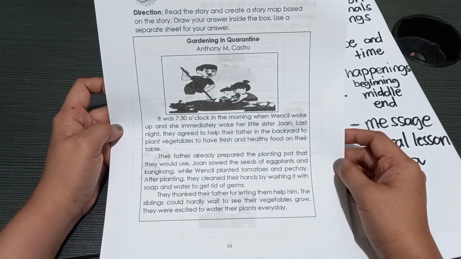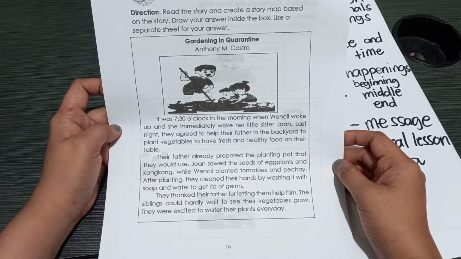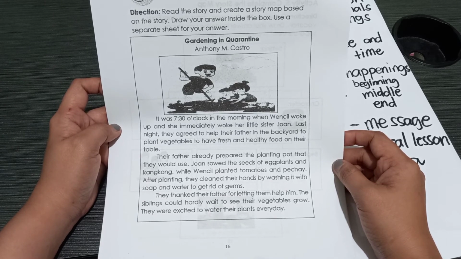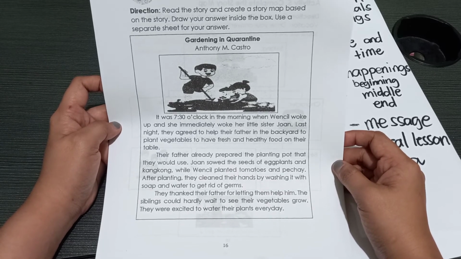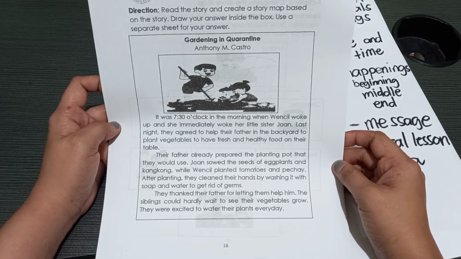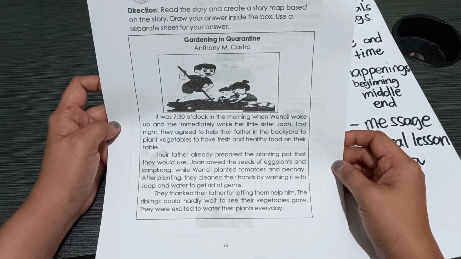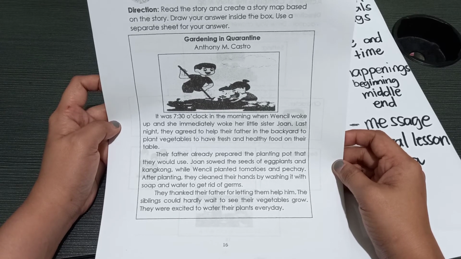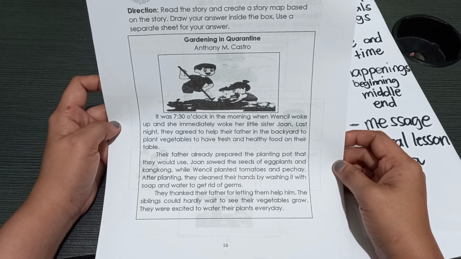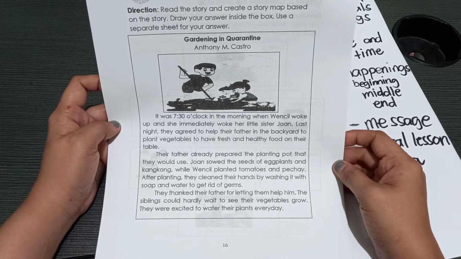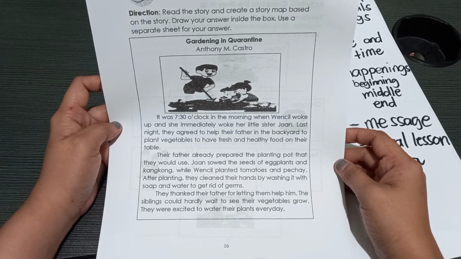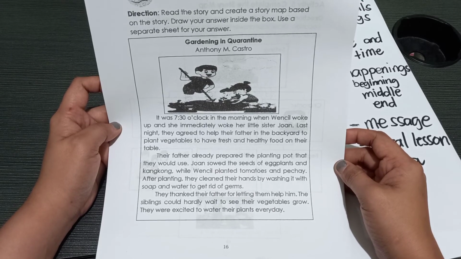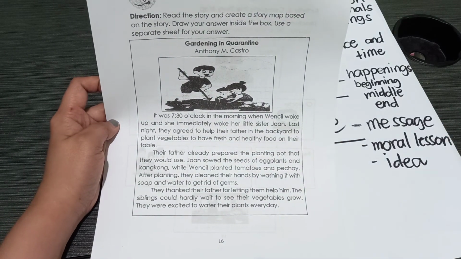Castro. It was 7:30 o'clock in the morning when Wenzel woke up, and she immediately woke her little sister Joanne. Last night, they agreed to help their father in the backyard to plant vegetables to have fresh and healthy food on their table. Their father already prepared the planting pot that they would use. Joanne sowed the seeds of eggplants and kangkong, while Wenzel planted tomatoes and petchay.